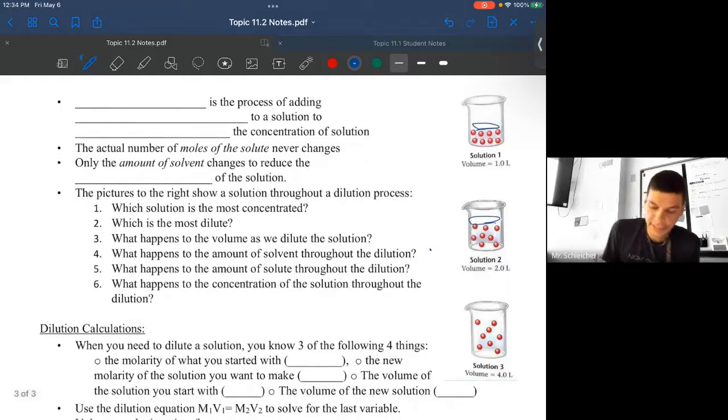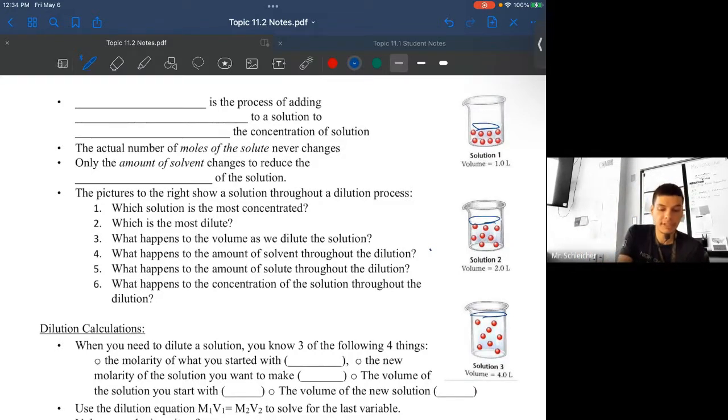So on this next page here, I just want you to correct these drawings on the right. If you don't see the water level, it's kind of like this circle here. And you'll see that solution 1 has the lowest water level, solution 2 has a higher water level, and solution 3 has the highest water level.